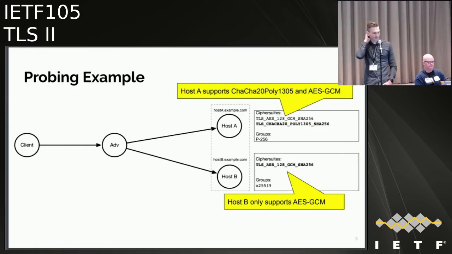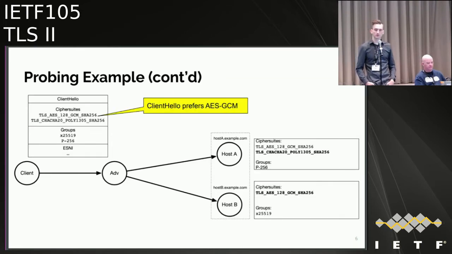I'll start with a problem that exists in the current draft. Assume you had the following topology, where two servers in your supposed anonymity set have different cipher suite configurations, provided or just enabled for whatever reason. Host A on the top supports both AES and ChaCha. Host B on the bottom only supports AES. Suppose your client sends a ClientHello in which it prefers AES over ChaCha, and some on-path adversary intercepts it.